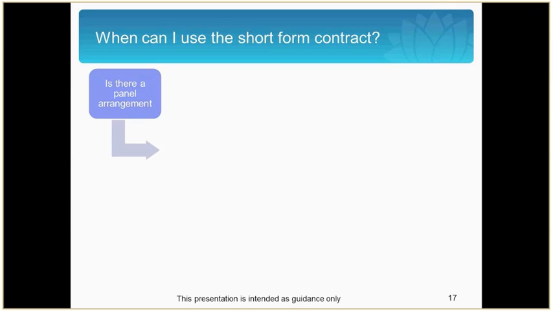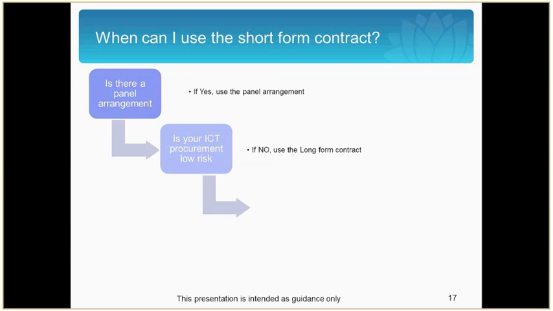So we're drawing this distinction between a short form and a long form contract. But when can I use a short form contract? First question you need to ask yourself is there a panel arrangement for this ICT service? If there is, you must use the panel arrangement. If there isn't a panel arrangement, you need to conduct a risk assessment to find out whether your procurement is low or high risk. If it's high risk, you need to use the long form contract.